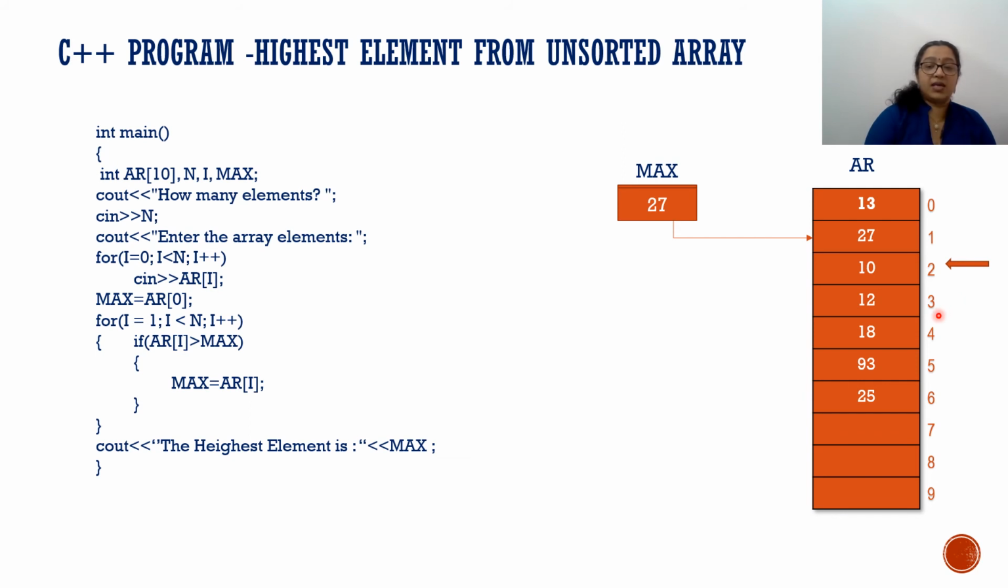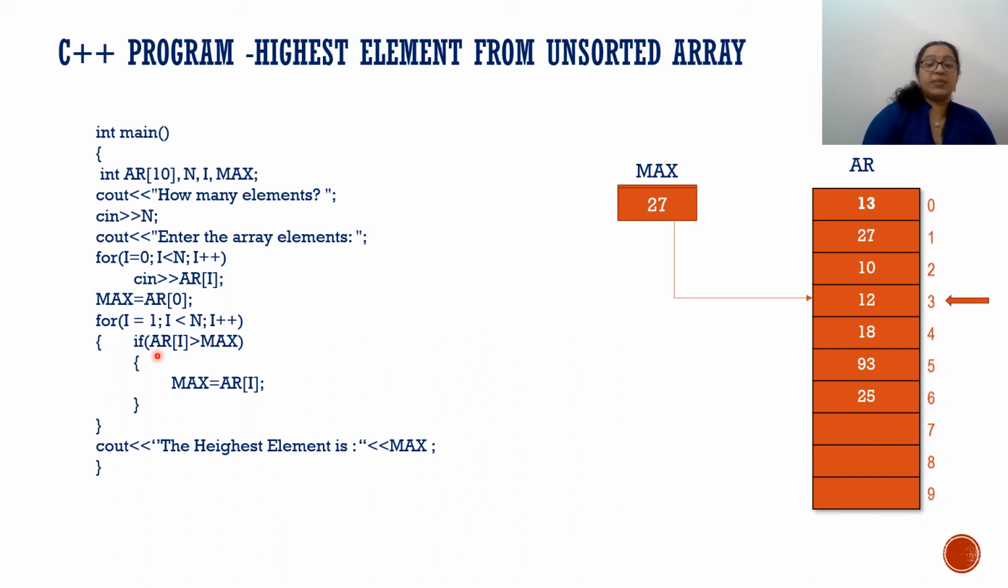Now the next step is to move the focus to index number 2, that is 10. So 27 and 10 we are comparing. Is AR of 2 greater than max? No. That means we don't want to do anything. We move on to the next step, I plus plus, so we move the focus to index number 3.